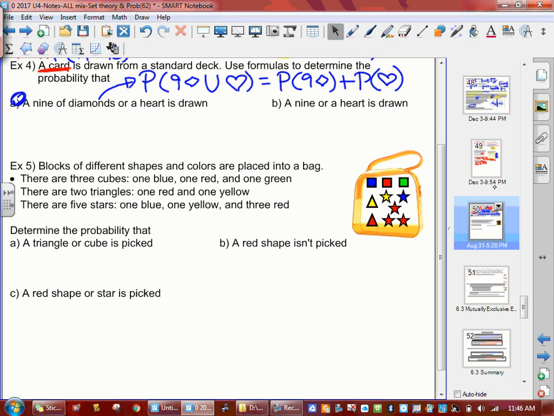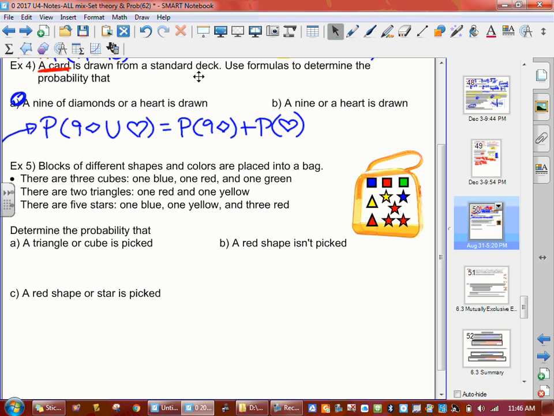Okay, back to finishing A now. If we take a look at A, if I want to do my probability here, I'm going to move this guy down where he belongs. So, my probability of a 9 of diamonds, there's 1 in 52. There's only one of that card. And how many hearts are in the deck we discussed? 13 in 52. So that's going to give me 14 in 52. And then we're going to reduce it. And we reduce to 7 in 26. Okay, so 7 in 26 is our answer.